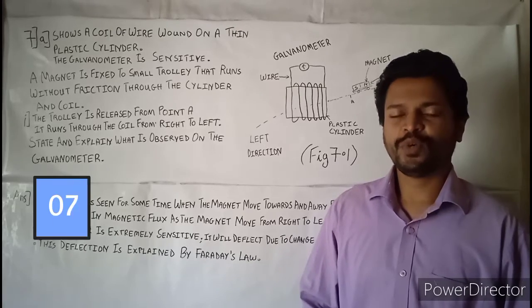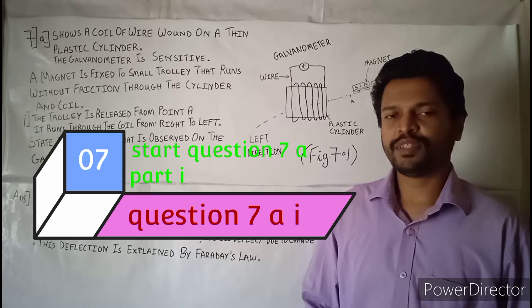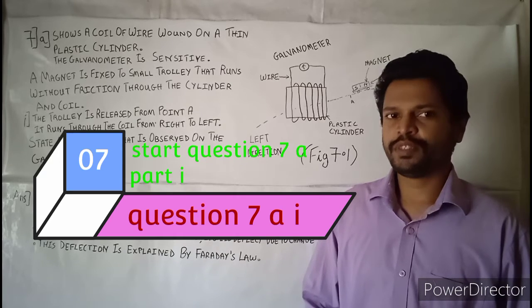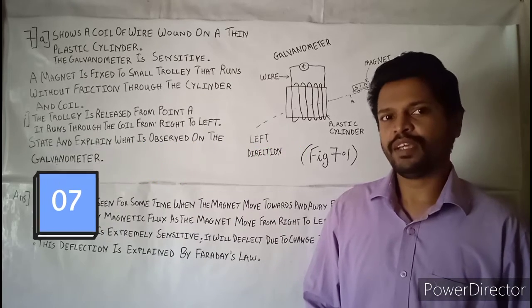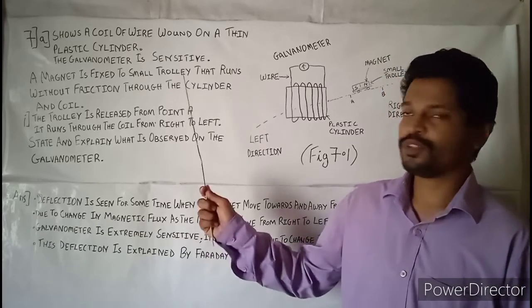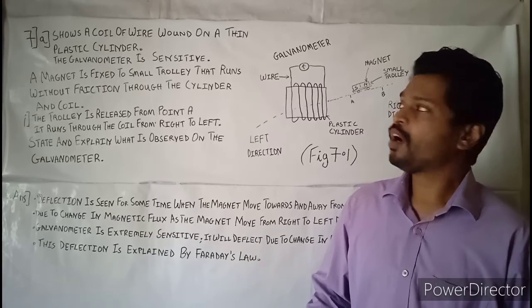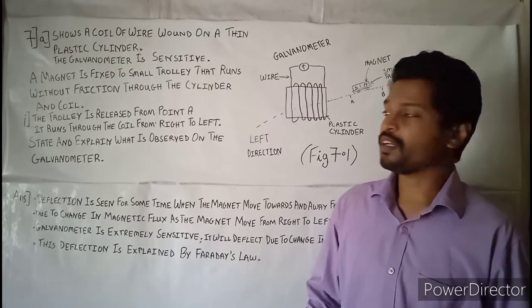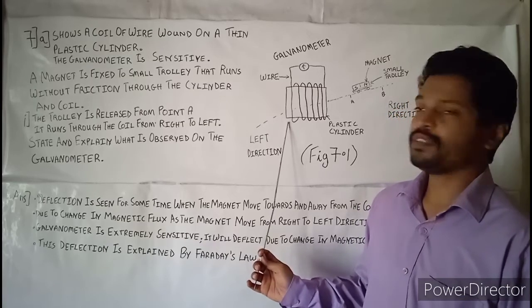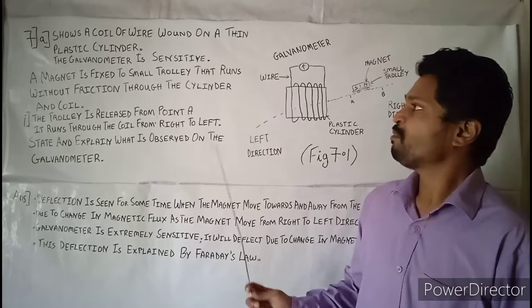Hello students, today we will be discussing the seventh question, A part, the first part of the seventh A question. The question is stated as shown here. It shows a coil of wire wound on a thin plastic cylinder. You can see there is a thin plastic cylinder here on which a wire is coiled.